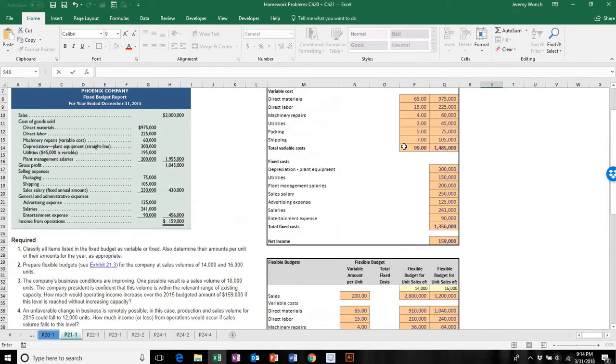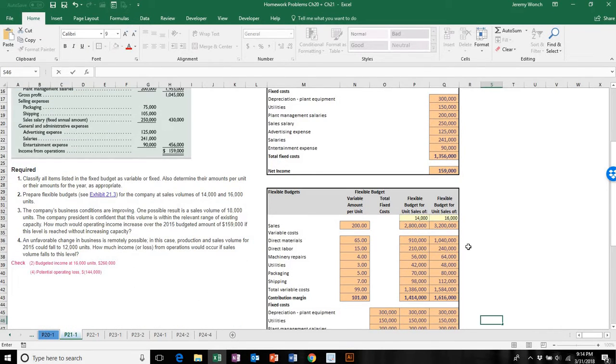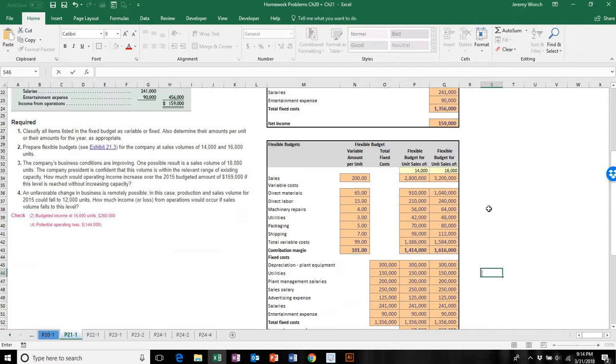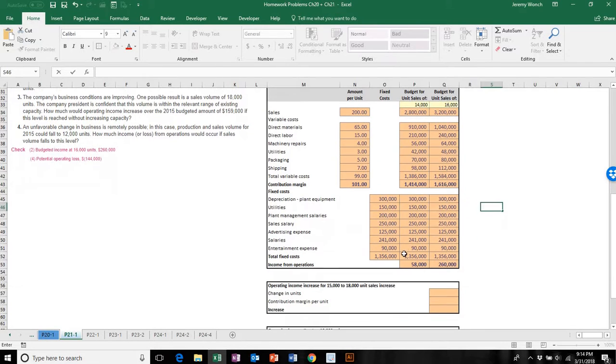So in our original budget, we were guessing, hey, we're going to sell 15,000 units to give us $159,000 of profit. And so if we do less, if we do 14,000, we're going to end up with $58,000 of profit. And if we do 2,000 more, we'll end up with $260,000 of profit.